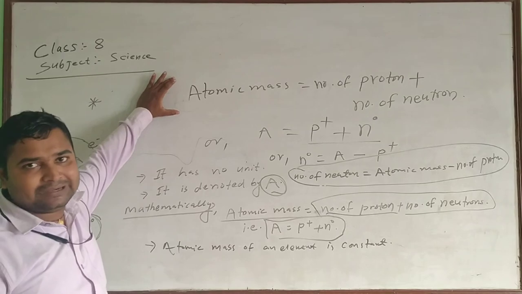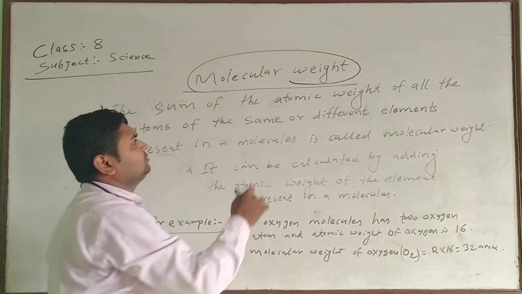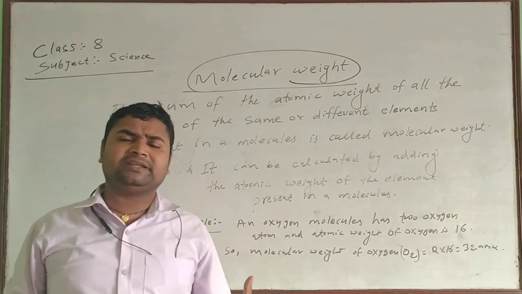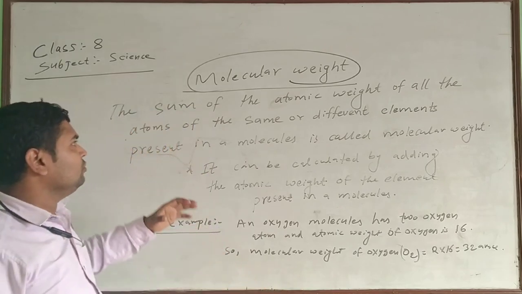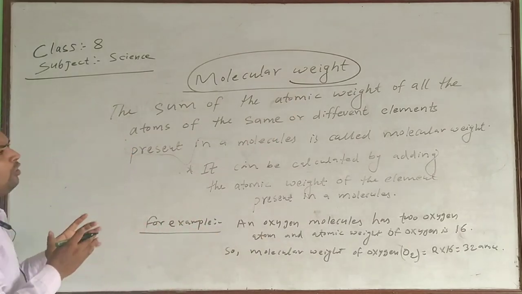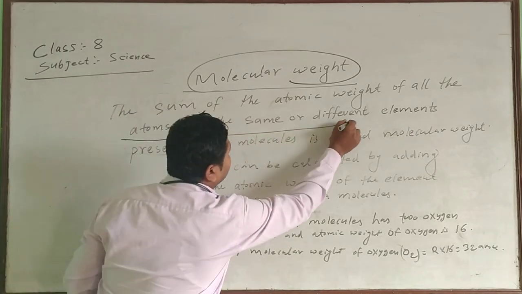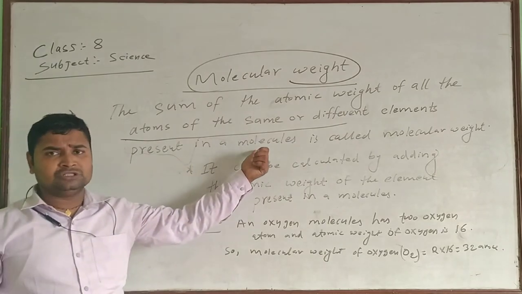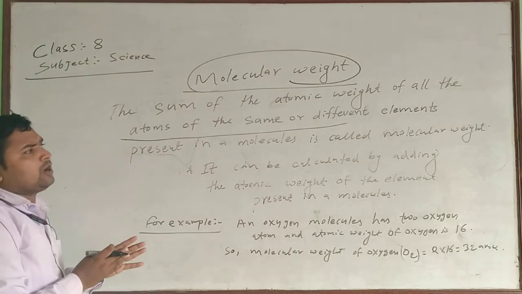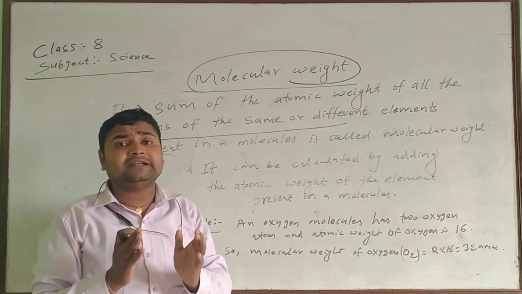Now, atomic weight. How can we calculate the molecular weight? How to calculate the atomic weight in the given elements? What is the actual definition of molecular weight? It is the sum of the atomic weights of the atoms of the same or different elements present in the molecule. We have to calculate their sum.